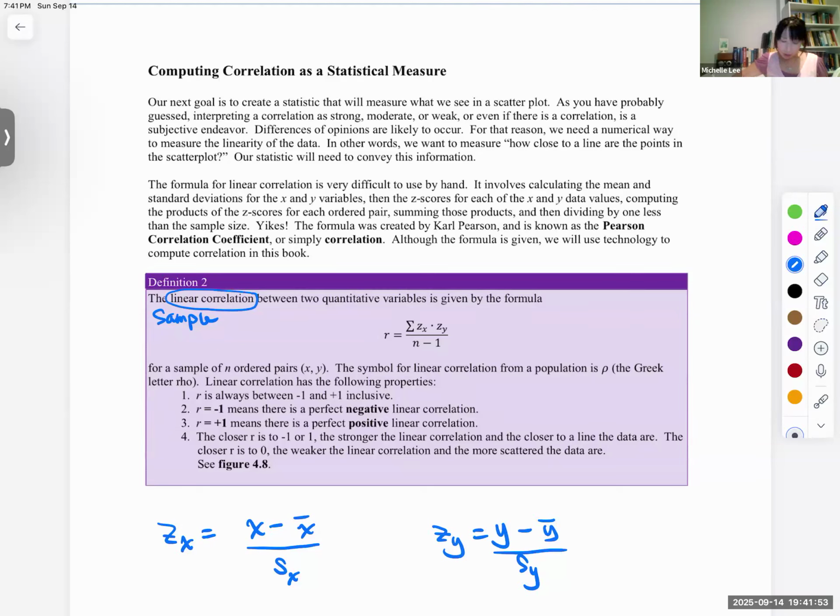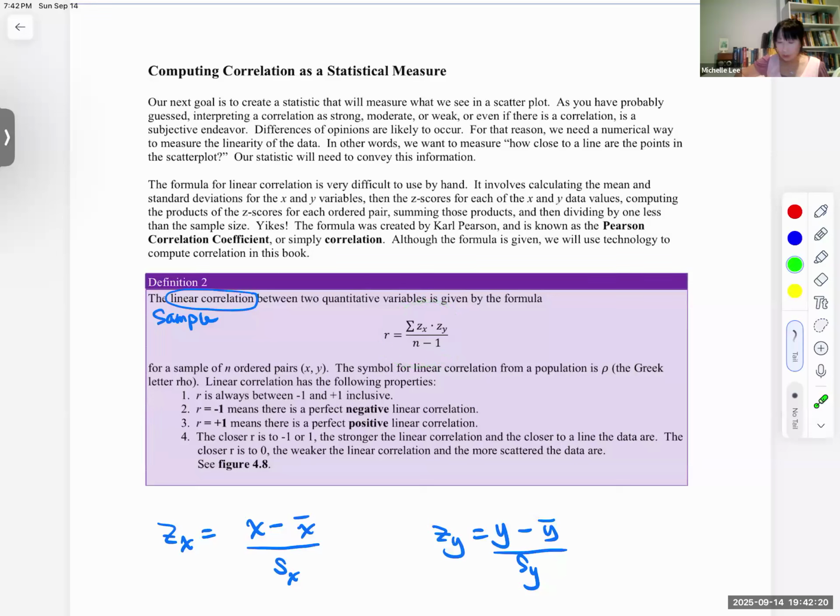Okay. The population correlation coefficient is rho, but we don't do that, okay? So we only do sample. All right, then the sample linear correlation coefficient, we indicate with R. Okay, now how do we use this?